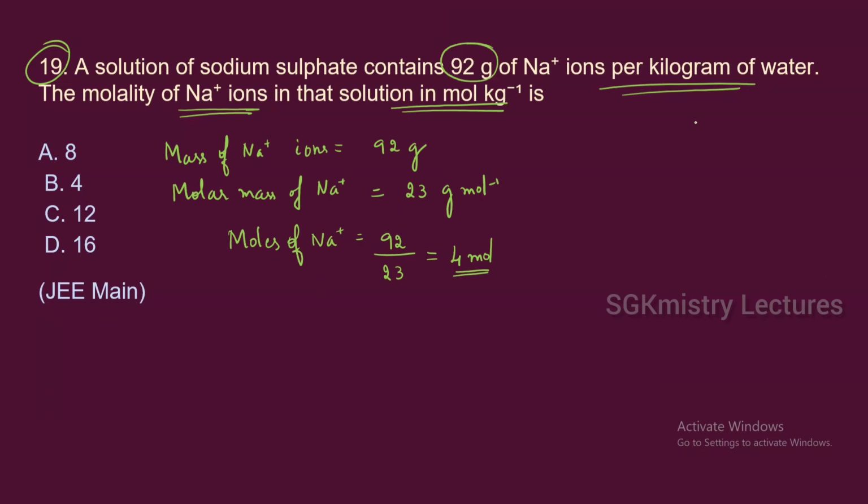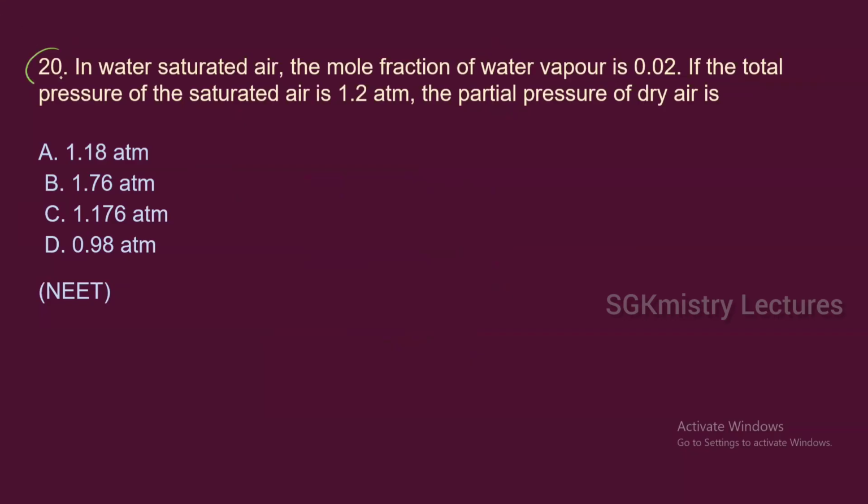So already it is present in per kg of water. It is already mentioned, so this itself gives you the molality. Molality is the number of moles of the solute in 1 kg. Already it is given as 1 kg. You have to divide it by the number of kgs of the solvent. Already it is mentioned that it is per kilogram of water. So molality is nothing but equal to 4. So we have option B as the right answer, that is 4 molal. Next, question number 20.